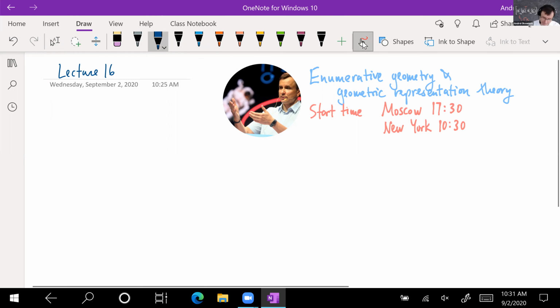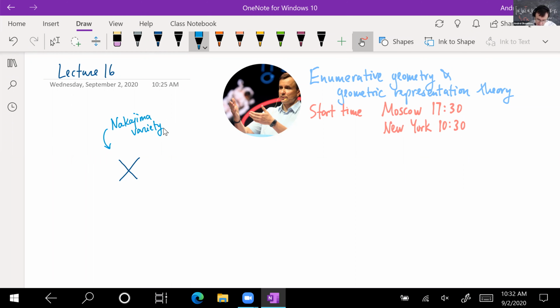Where we stopped last time was that we had X. X was a Nakajima variety. And so a Nakajima variety is constructed the way it's constructed. It's a quotient of something by the geometric invariant theory quotient, so it's a GIT quotient.